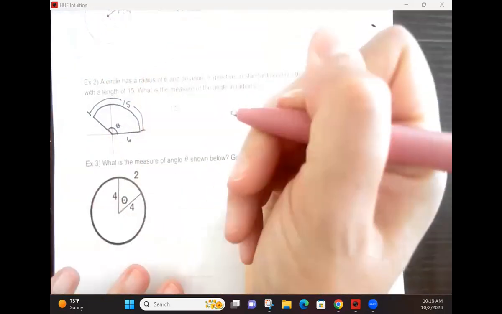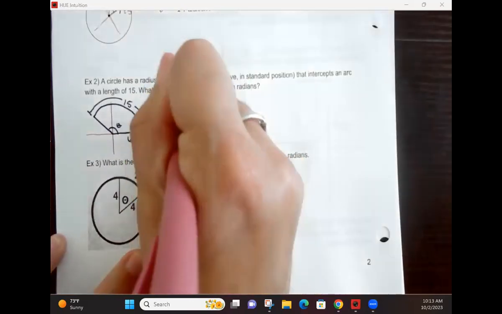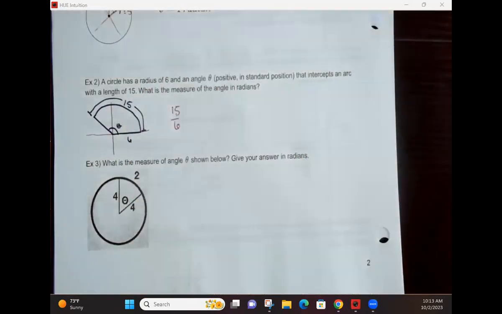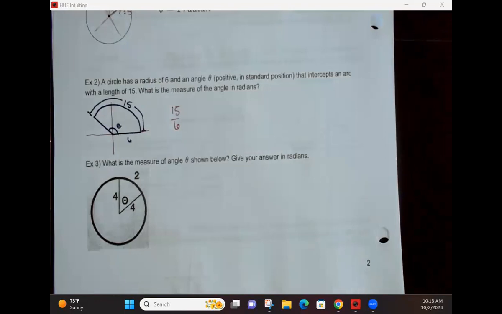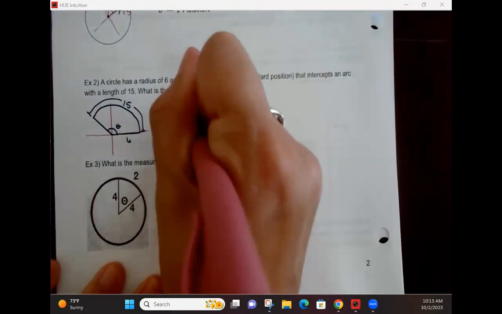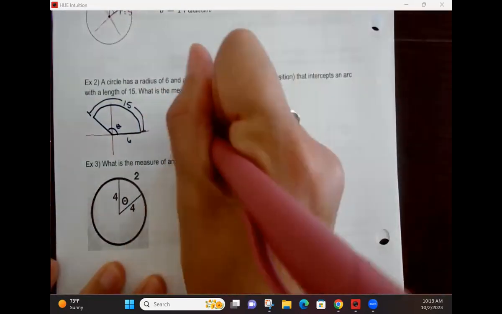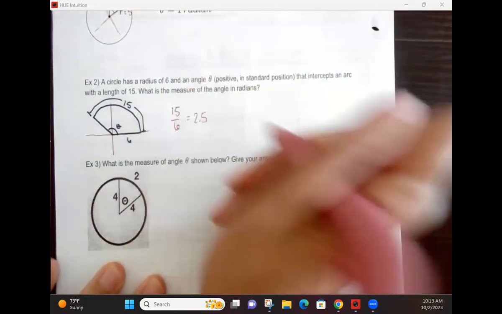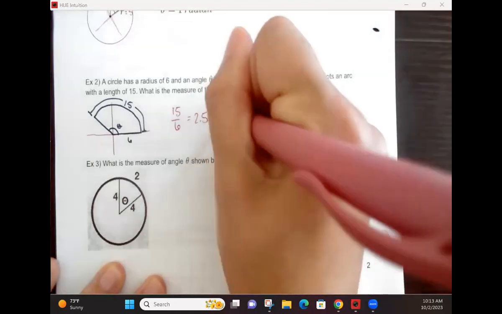Well, 15 would be how many radiuses? How many radiuses could I fit into 15? 2, exactly 2? 2 and some change, right? This would be 2.5. So that angle measure is 2.5 radians.